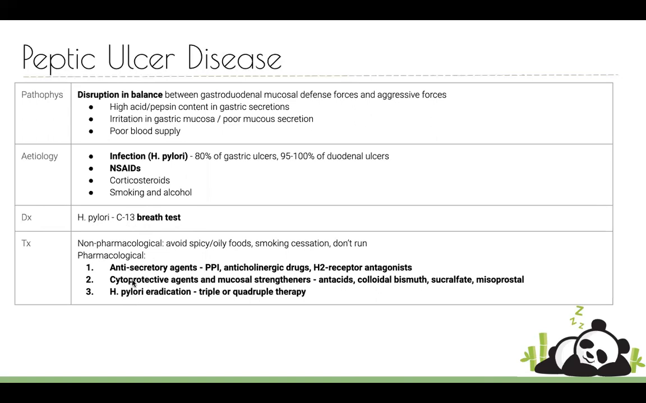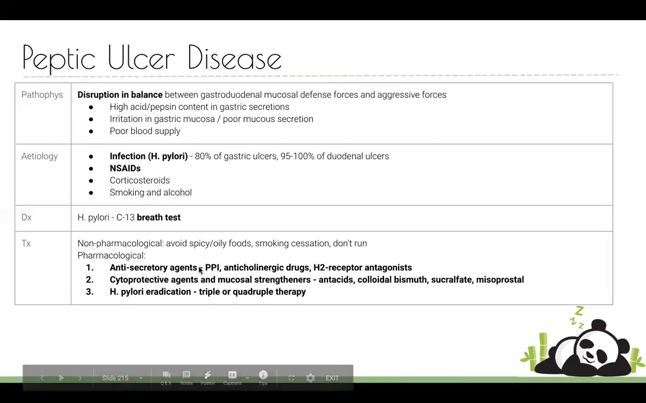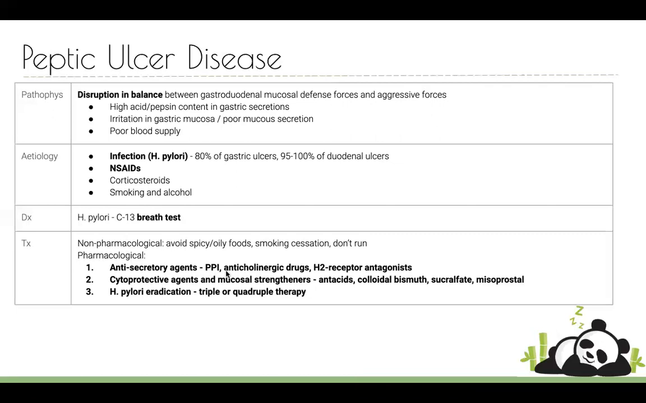and then you treat them through kind of 3 steps pharmacologically. So anti-secretory agents aiming to decrease your acid production. So these are your PPIs, your anticholinergics, your H2 receptor antagonists, and then you can increase your defense. So cytoprotective agents and mucosal strengtheners, your antacids, your colloidal bismuth, your sucralfate, and your misoprostol. And then number 3, you want to eradicate your H. pylori by a triple or quadruple therapy.